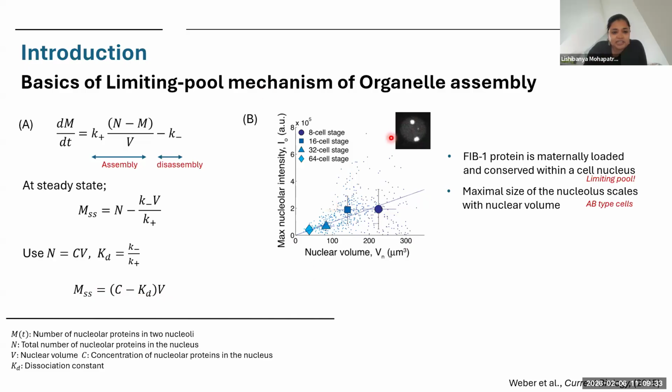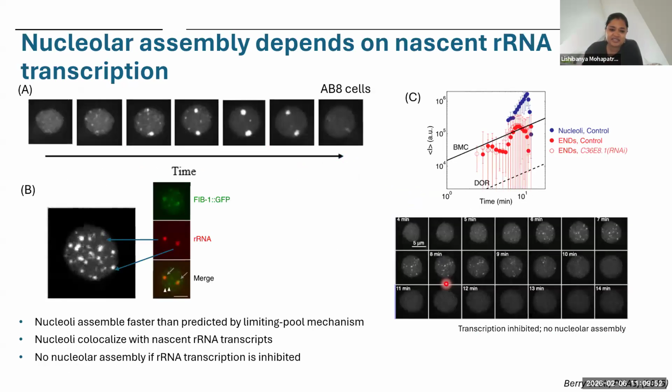But the limiting pool mechanism of organelle assembly also makes predictions about assembly kinetics. And it turns out that the nucleoli that we see in worm cells assemble much faster. So that was a bit of a puzzle for us when we started working on this. We now know that obviously there are other factors contributing to this process, namely the process of transcription.